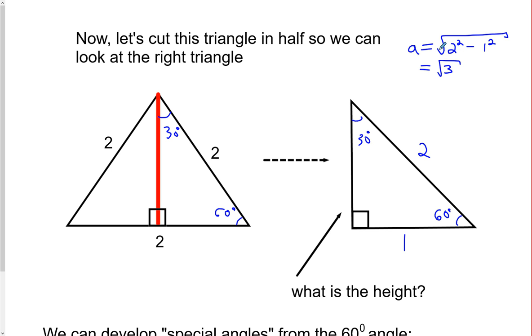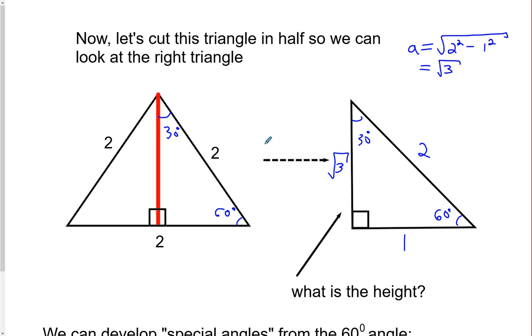Now, square root of 3 is like 1.7 something, something, something. It's a weird decimal number. I don't want to write a big decimal number. I want to leave it exact. So I'm going to leave that as square root of 3. That's how big that side is. Okay? Just using Pythagorean theorem, that's how I figured it out. So that's going to be the height of the triangle. 30, 60, 90, 1, 2, root 3.